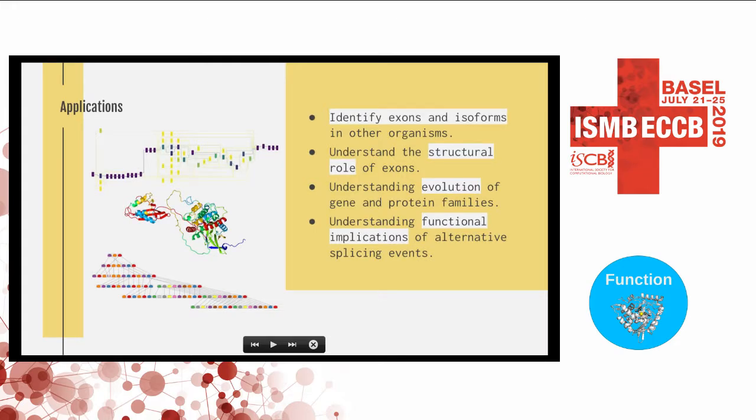Applications we can have for these two tools are, like in the last case, identifying isoforms in other organisms. Also, we can use it to search for the orthologous exon in order to identify those exons in under-annotated genomes. We can use the structural models to understand the structural function of the exons. We can also use both the splice graph and the conservation and the phylogeny to understand the evolution of a given protein or gene family. And finally, we can combine all together to understand which functions are related to this alternative splicing process.